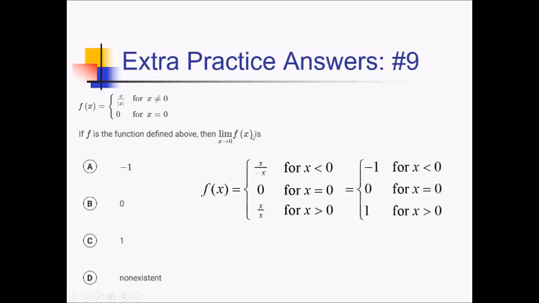And so now to find the limit as x approaches 0, I need to consider the left and the right-sided limits. So the left-sided limit, that's going to be this one right up here. That's going to be -1. The right-sided limit, we're going to use the values for x greater than 0. That's going to be +1. Since those don't actually match up, that means the two-sided limit that they're asking for does not exist, so that would be choice D.